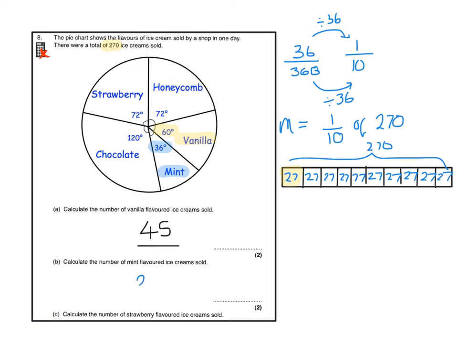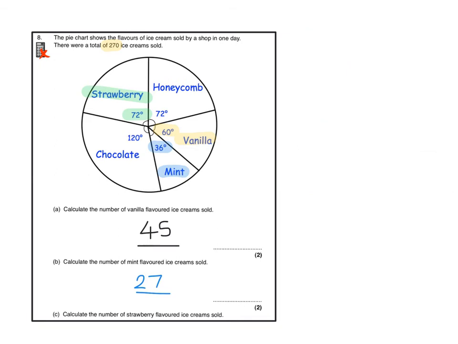So there are 27 mint ice creams sold. And then the last question asks about strawberry, which is 72 degrees. Again, let's make some room on my board. So this time, strawberry is 72 degrees out of the 360 degrees.